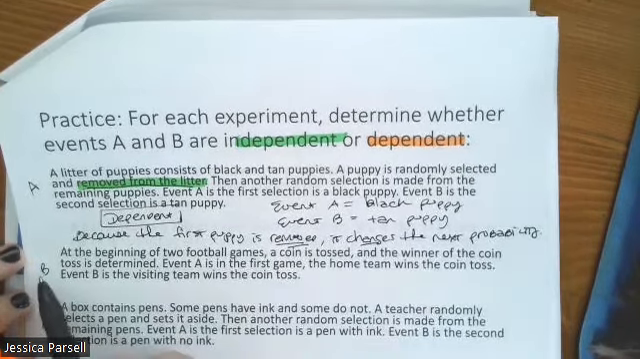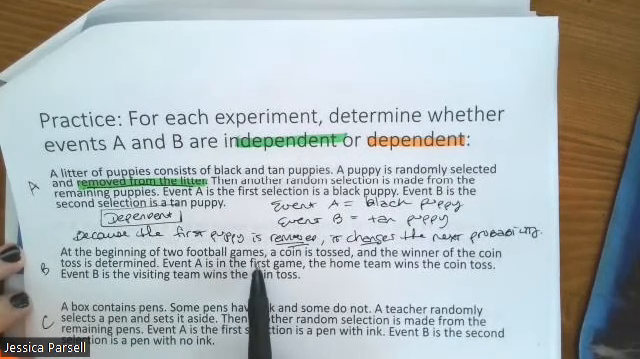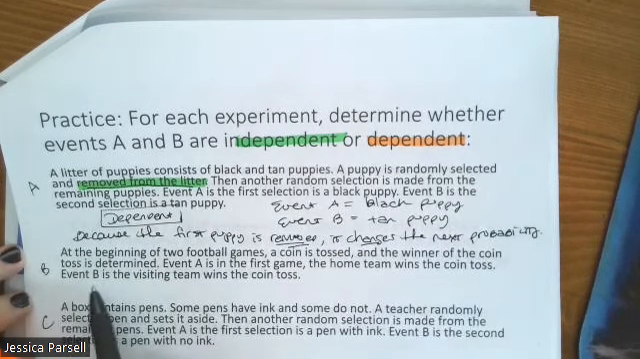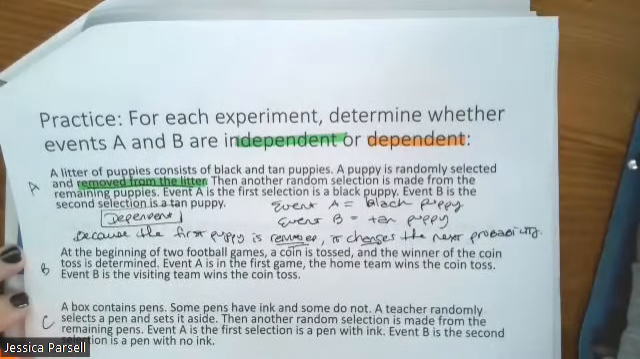How about B? At the beginning of 2 football games, a coin is tossed and the winner of the coin toss is determined. Event A is the first game: the home team wins the coin toss. Event B is the visiting team wins the coin toss. All right, so we have two events. Let's write those down.